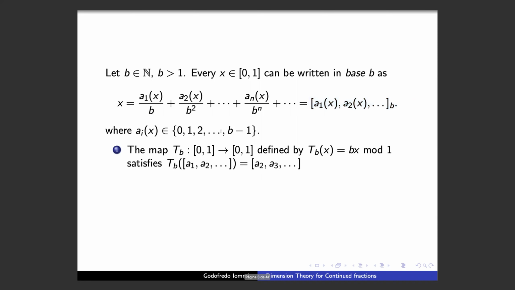You know that there is a map, the multiplication by B mod 1, that acts as the shift there. So that's the way you introduce ergodic theory and dynamical systems to this setting. And this map has the Bernoulli measure as an invariant and ergodic measure. That's all fine.